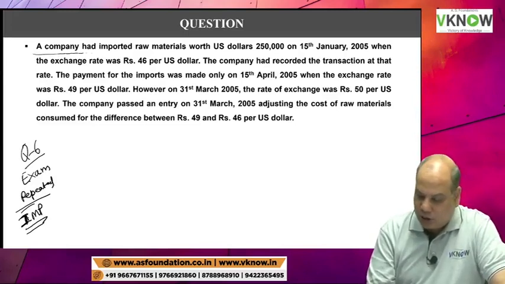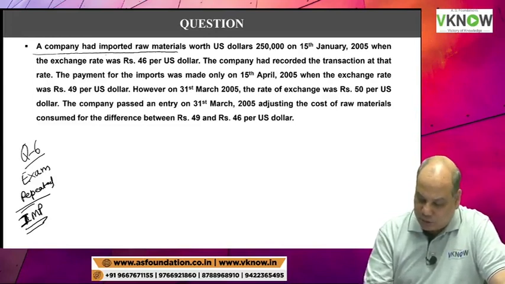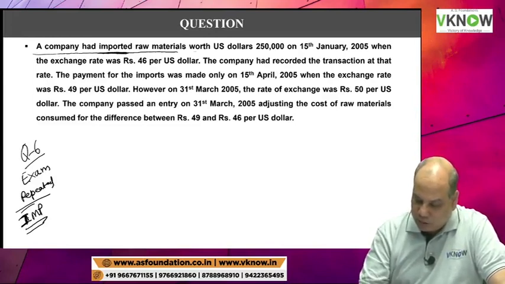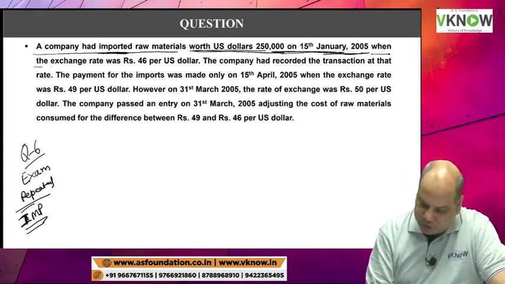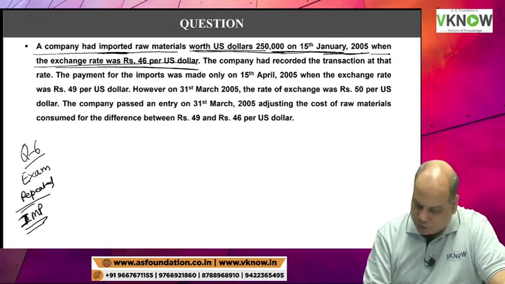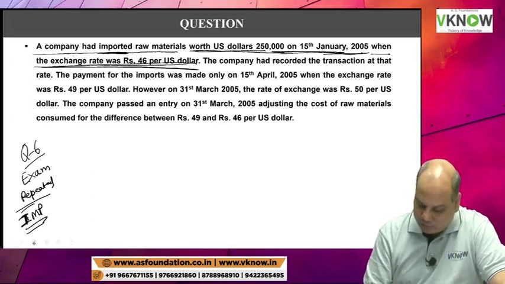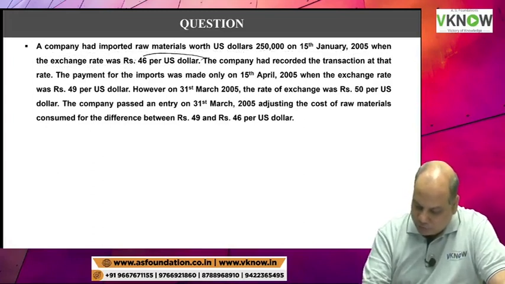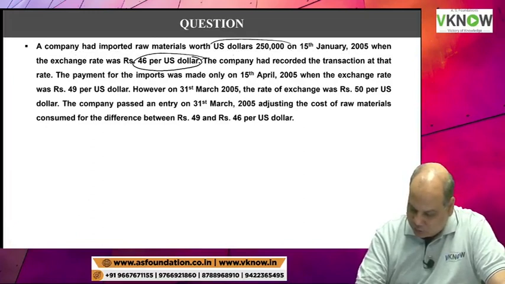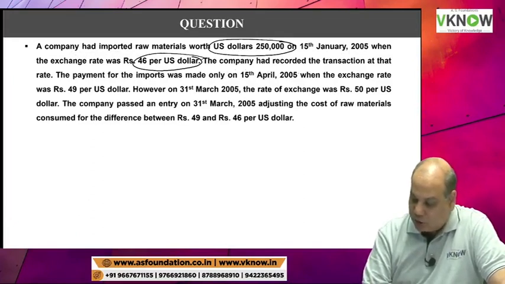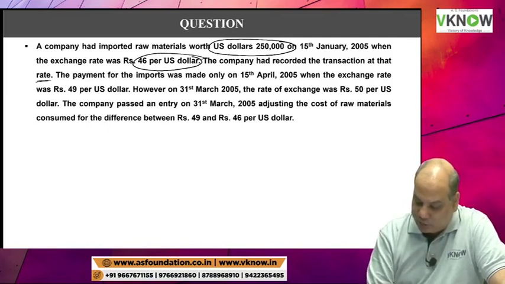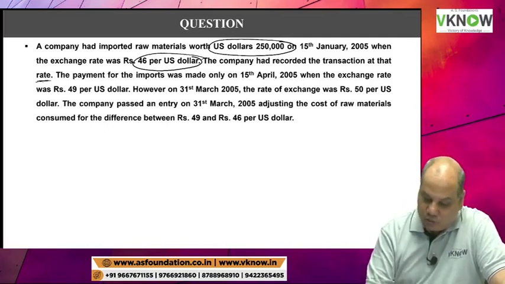A company had imported raw material worth US dollar 2,50,000 on 15 January 2005 when the exchange rate was 46 rupees per dollar. So that day the rate was 46 and the invoice is $2,50,000. The company had recorded the transaction at that rate. Very good.